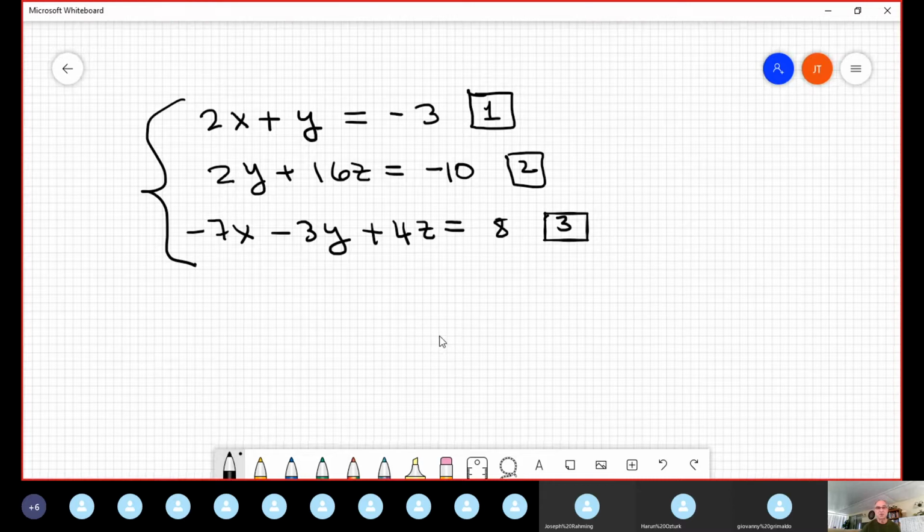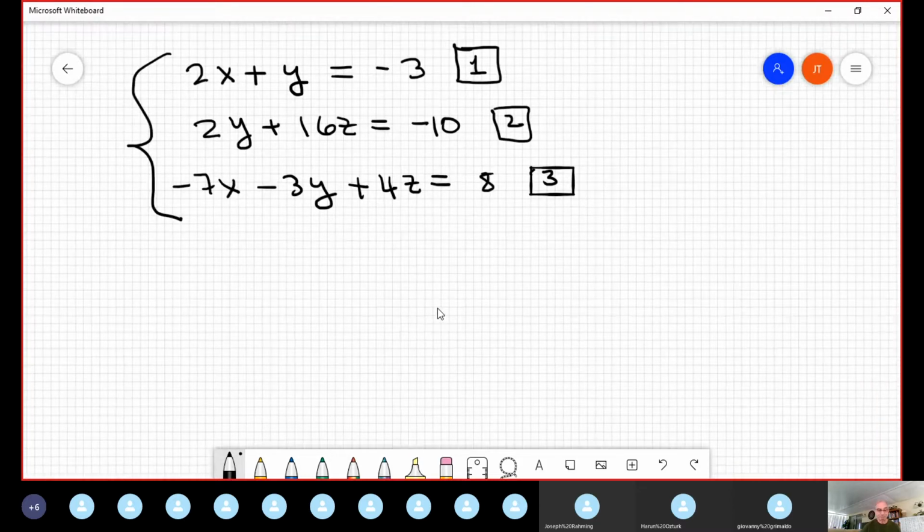I need to find the common point. Okay, the same procedure. You pair two equations. For example, I pair 1 and 3. So I copy 1. We have several ways to do that. I copy the first equation, and then I copy the third equation.